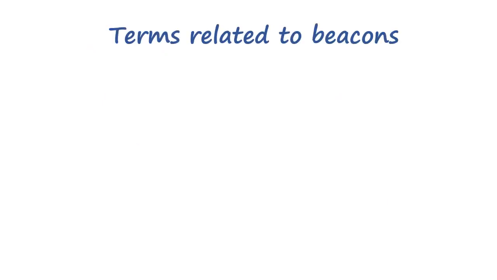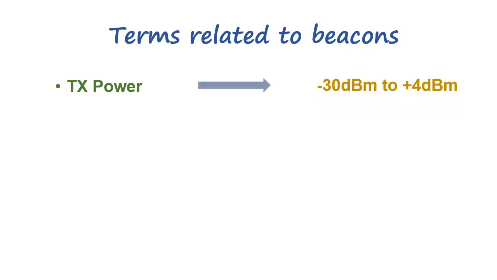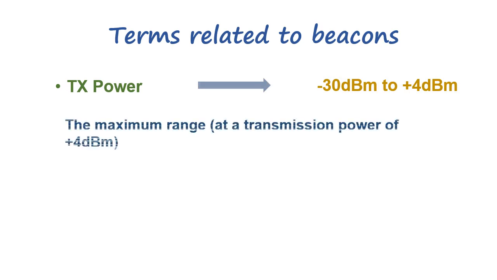Now, we want to know together some terms related to beacons. The first thing is the transmission power. Transmission power is a measure of the level up to which a beacon can transmit signals. The TX power of a beacon can range from -30 dBm to +4 dBm. Let's see together the maximum range of different beacon hardware types at a transmission power of +4 dBm.